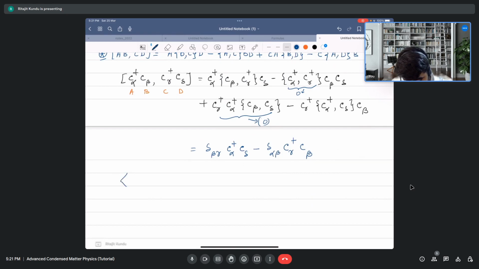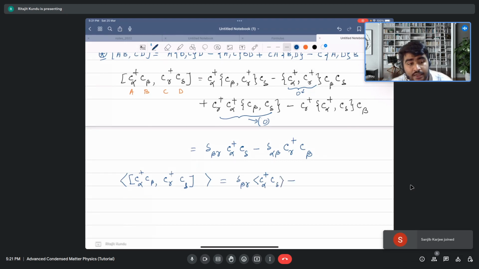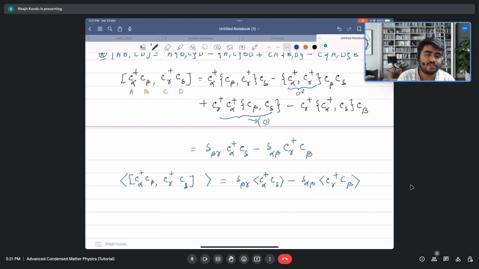And if we take the expectation of this whole thing, because you have to take the expectation at the end of the day of this commutator bracket, let me quickly write these things. Okay, so the expectation would be something like this: delta beta gamma C alpha dagger C delta, minus delta alpha beta C gamma dagger C beta. The expectation is a linear operation, and it acts on each of these things term by term.